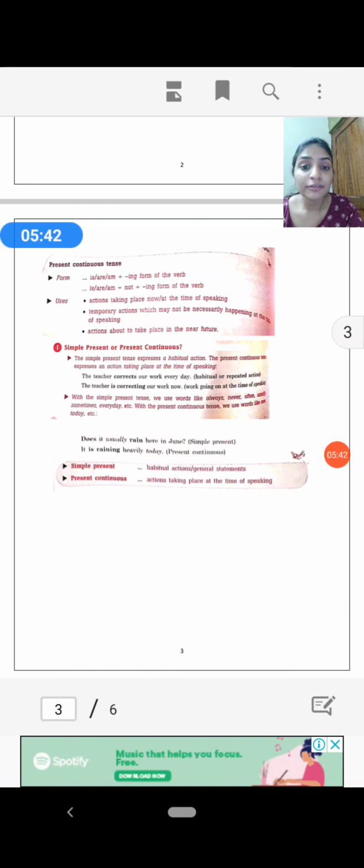Now we are further reading: simple present or present continuous. So what is the difference between simple present and present continuous? The simple present tense expresses a habitual action. The present continuous expresses an action taking place at the time of speaking. The teacher corrects our work every day: a habitual or repeated action. The teacher is correcting our work now: the work is happening at the time of speaking.